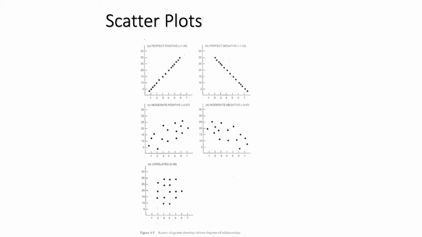This slide shows you a number of different relationships and how they would look on a scatter plot. The two at the top of the slide indicate what a perfect positive relationship, the one in the upper left, and a perfect negative relationship, the one on the upper right, look like. Notice that the dots are all on a perfectly straight line. There are no exceptions. In every single case, the person who scores higher on one variable also scores higher on the other in the positive correlation, and in the negative correlation, without exception, the person who has the higher score on one has the lower score on the other.